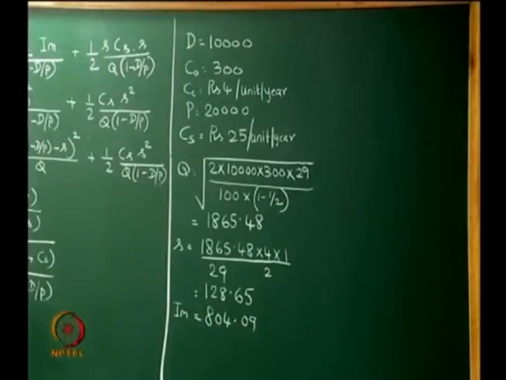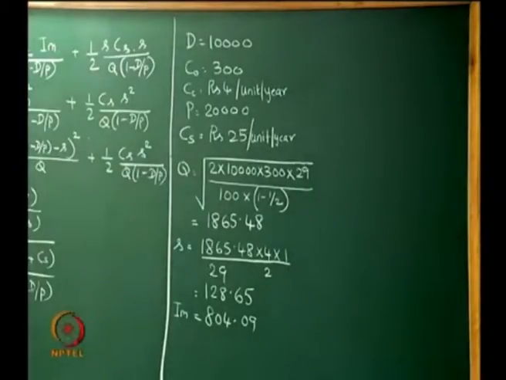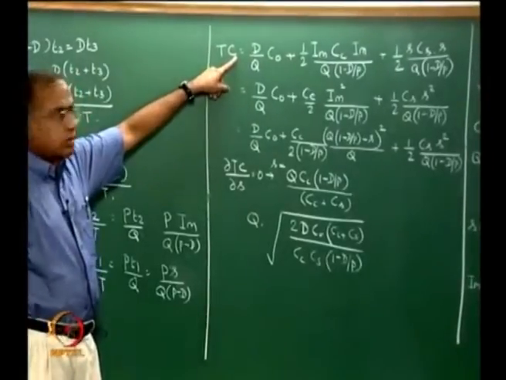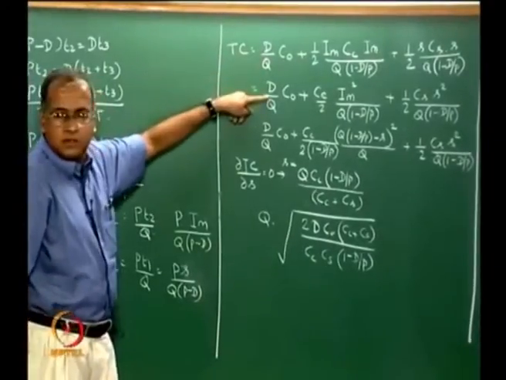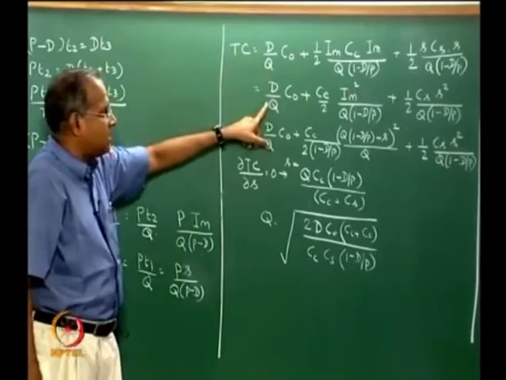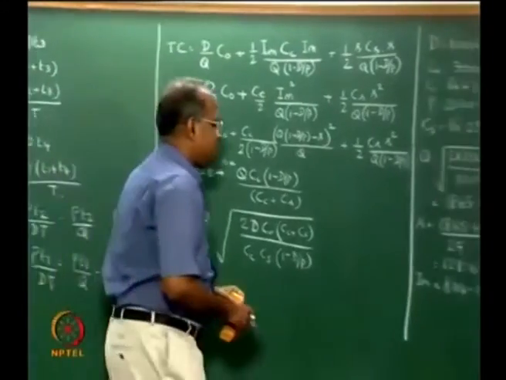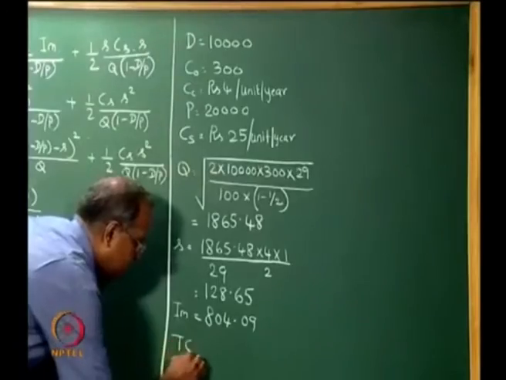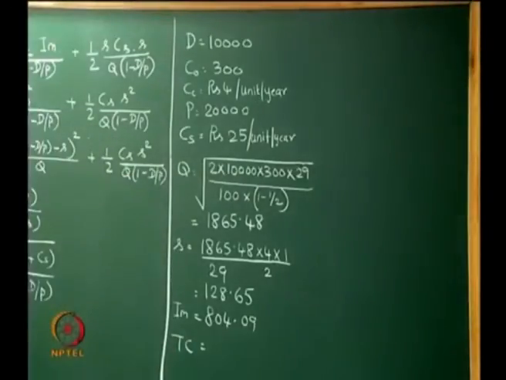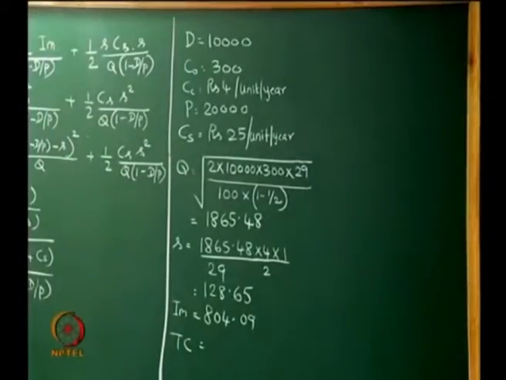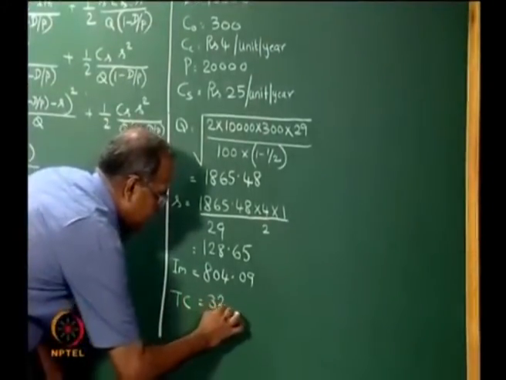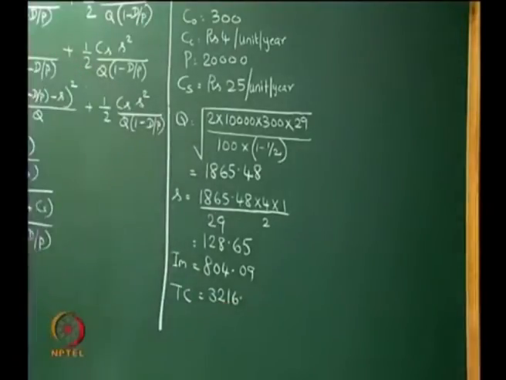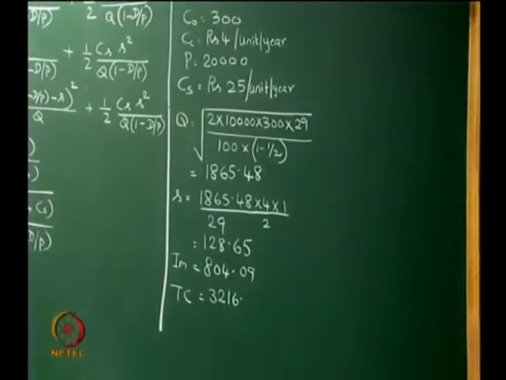Now, once we know Q, S and Im, we can substitute here to get the total cost, or we can substitute either here or here, they are one and the same. So, this is easy to substitute here or here to get the total cost, and the total cost for this would come to, on substitution, 3216.38.